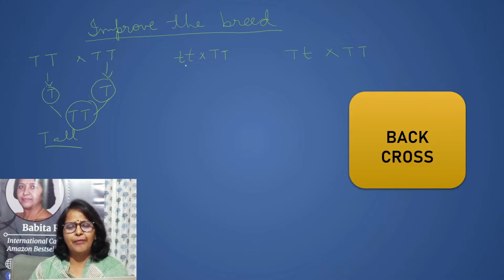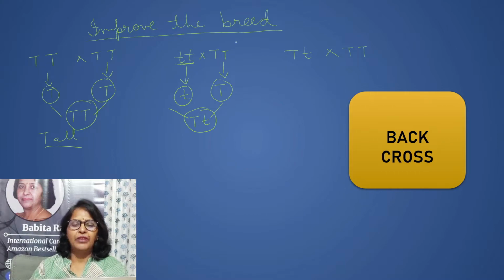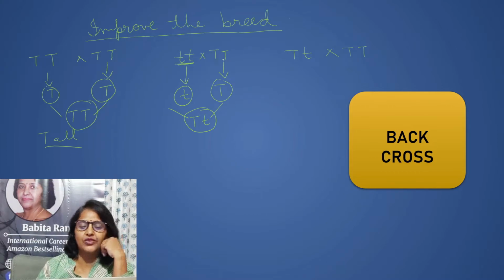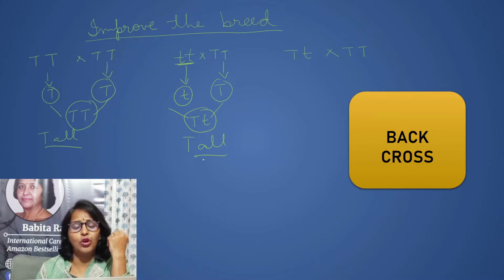In this case, what will happen? Because it is homozygous, only one type of gamete is produced, so all the plants are tall. We had started with recessive, but when we crossed it with homozygous dominant, we got all the plants as tall. So we have moved from a dwarf plant to a tall plant. This is how the quality of the plant is improved, and then this will again be crossed with small t, capital T, and further improvement in the plant will take place.